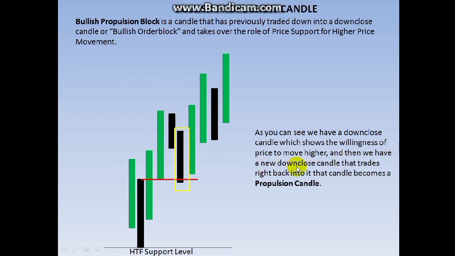Then we have a new down close candle that trades right back into it. That candle becomes a propulsion candle. Remember the definition of a bullish propulsion candle is that it is a candle that has previously traded down into a down close candle or bullish order block. Now we had price reach for a higher time frame support level, then we had the expansion or the displacement, and this automatically becomes another block as price expanded and moved away from it.